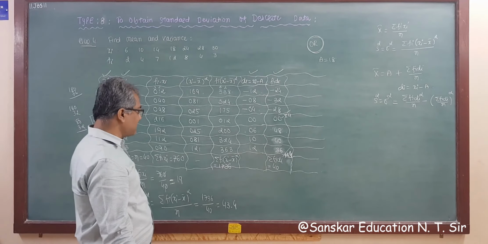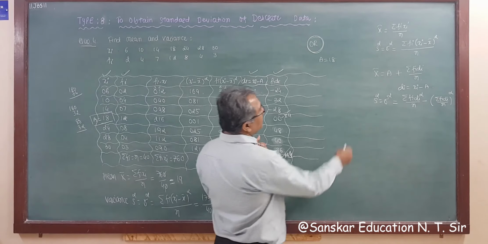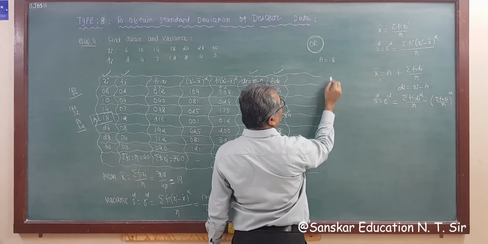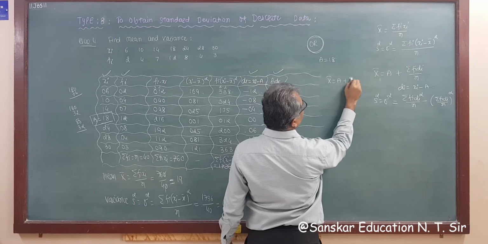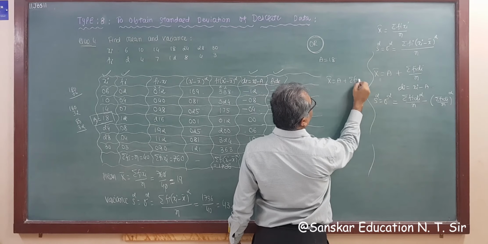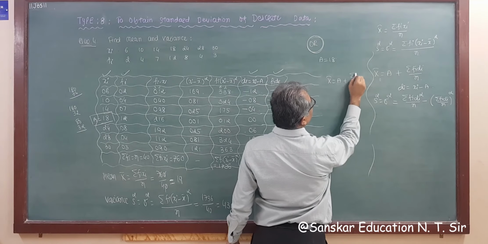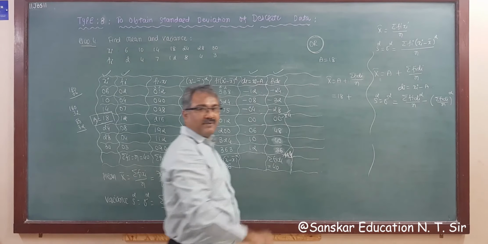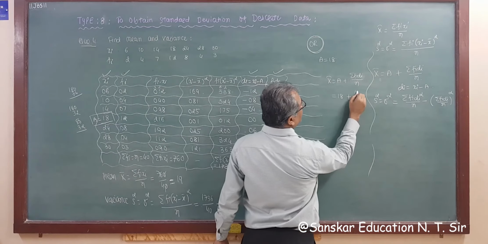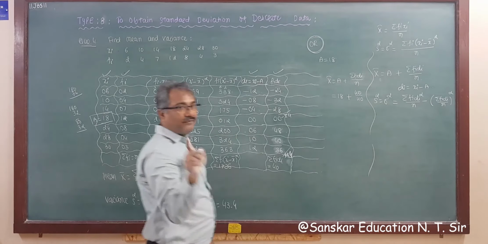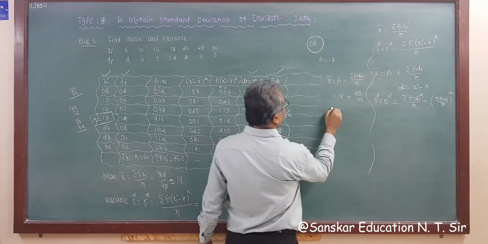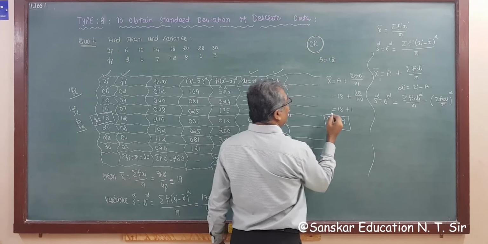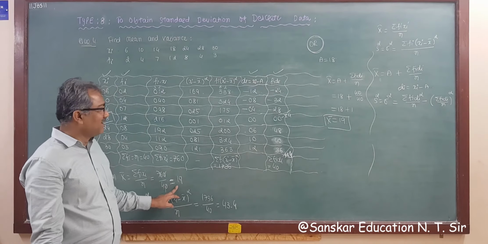So sigma Fi di is 40. So here, according to this formula, your mean will be x bar is equal to A plus sigma Fi di upon n. So assumed mean is 18, and sigma Fi di is 40. N is 40, so divide by 40. Your answer will be 18 plus 1, that is 19. We get x bar 19 here, right?